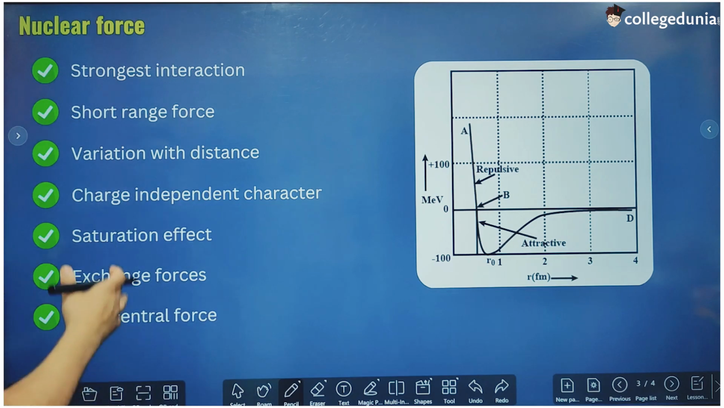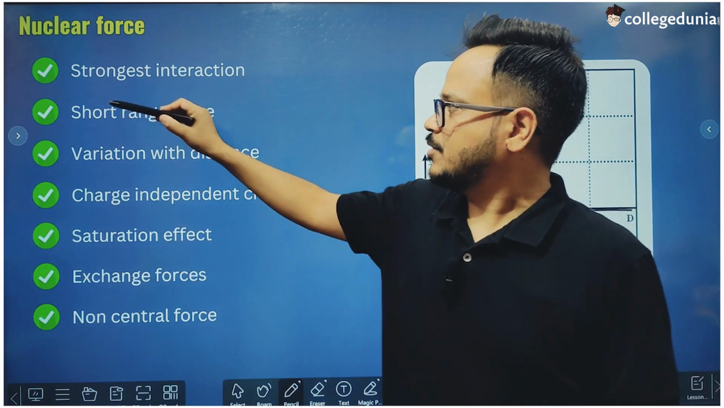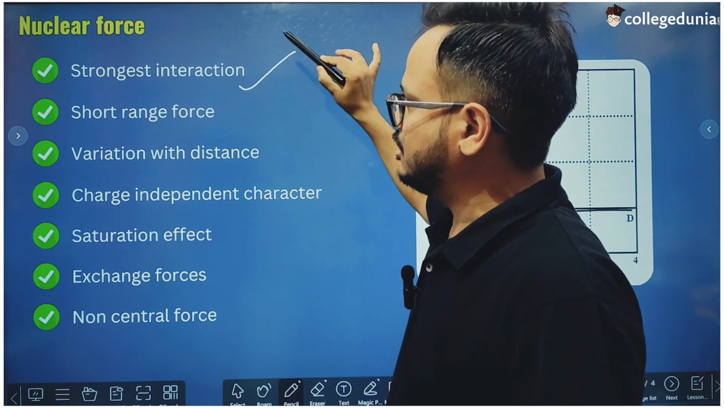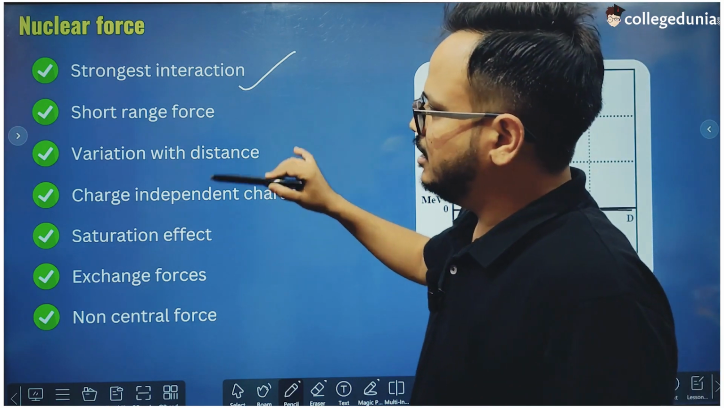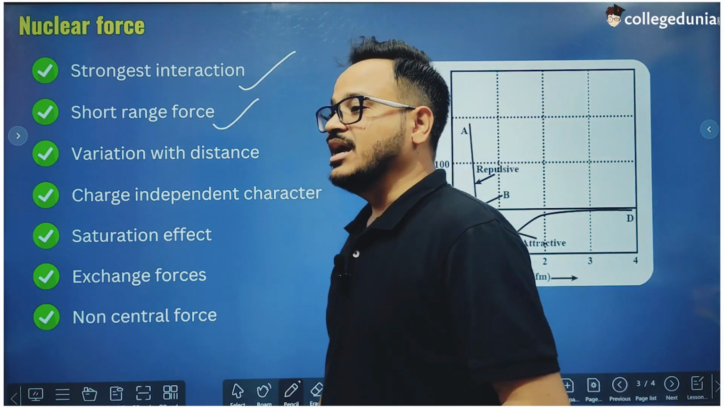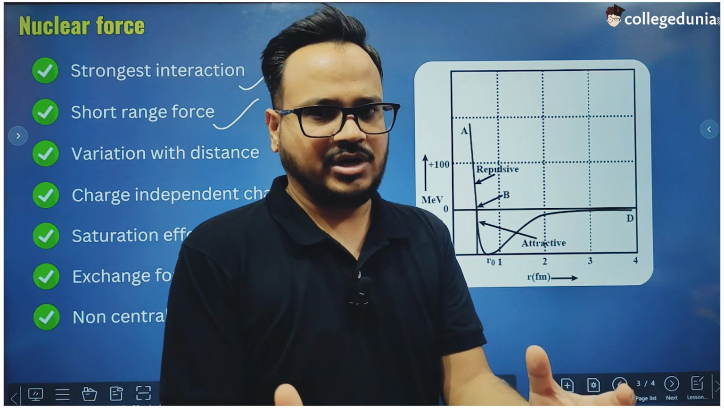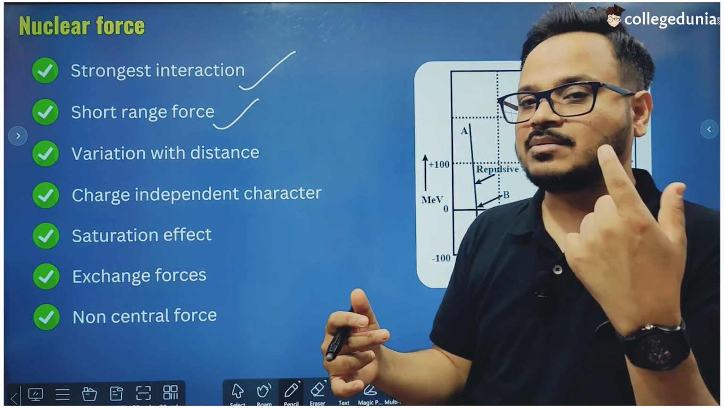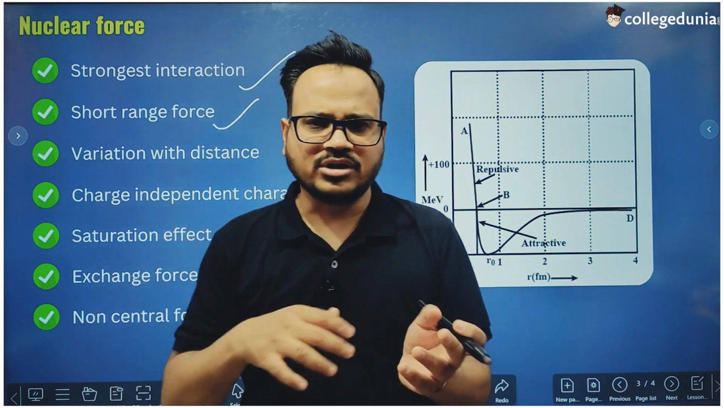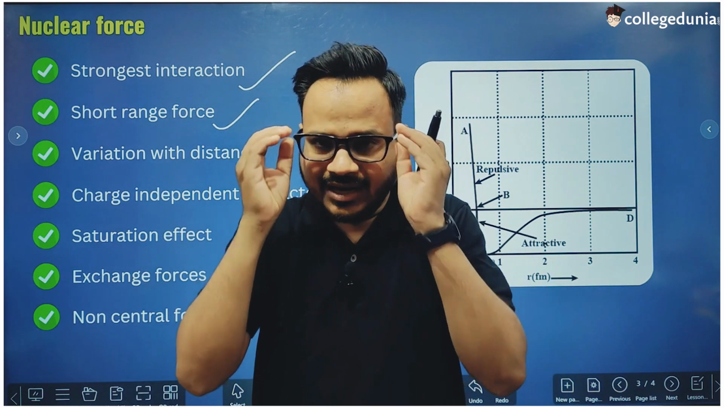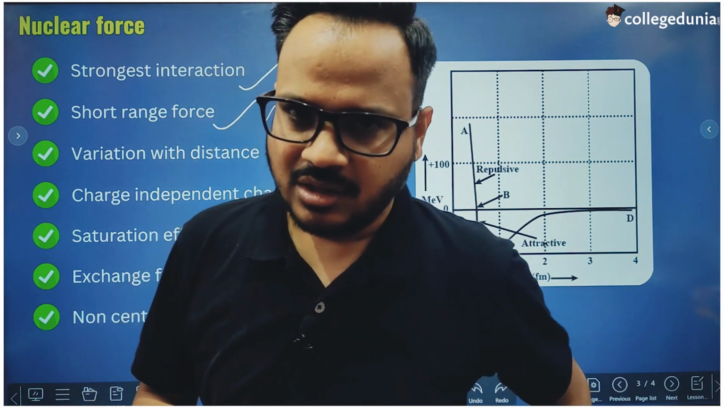So what are the properties of this nuclear force? First, it is the strongest interaction. It is the strongest force among all the 4 fundamental forces. And second, it is a short range force, which means it acts only when the distance between 2 particles is less than 3 femtometer, right? What is femtometer? It is 10 raised to power minus 15 meter. So it acts only when the distance between the particles is less than 2 or 3 femtometer. And at this distance, the electrostatic force vanishes and nuclear force appears.